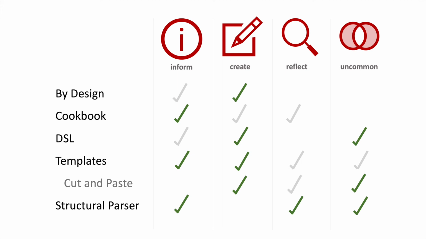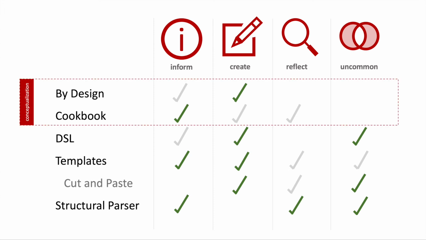Whereas if you take a cookbook, well, that's very good at informing you of the sorts of things you could do, but it only indirectly helps you create things. You might cut and paste from the cookbook into your own work, for example. And similarly, it doesn't really directly help you reflect, although you might compare what you have done to what was in the cookbook.